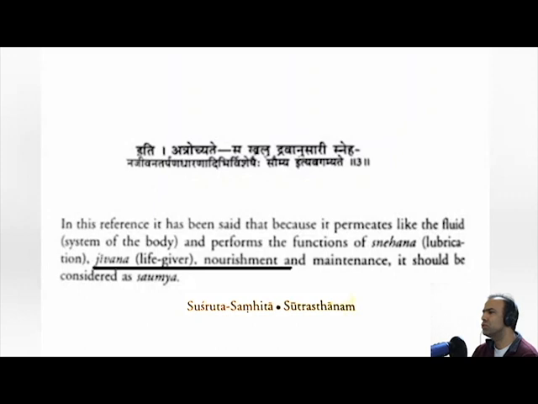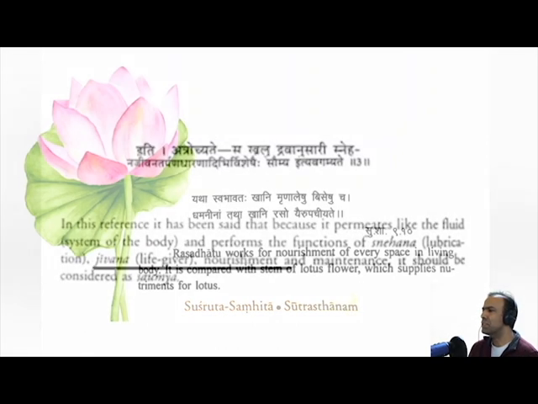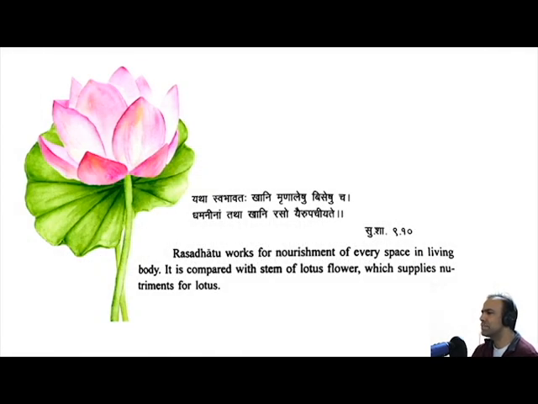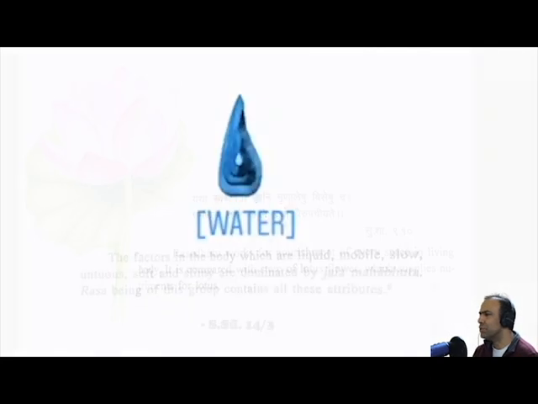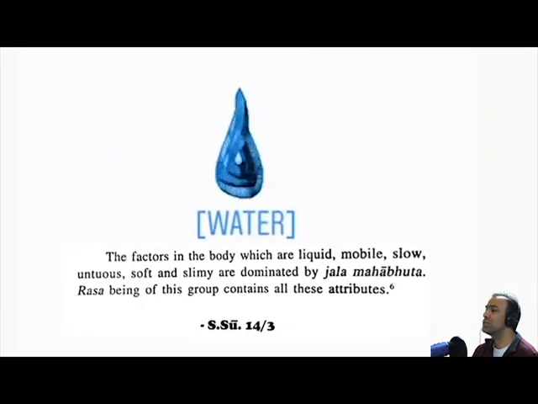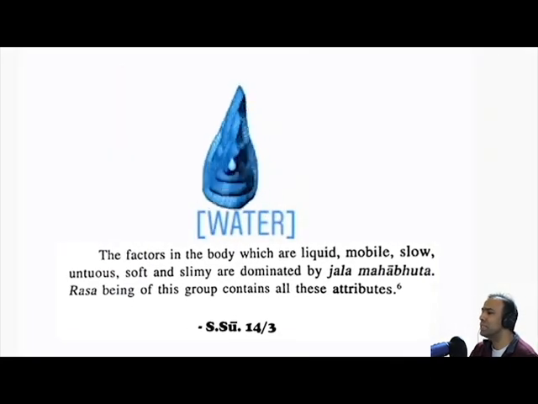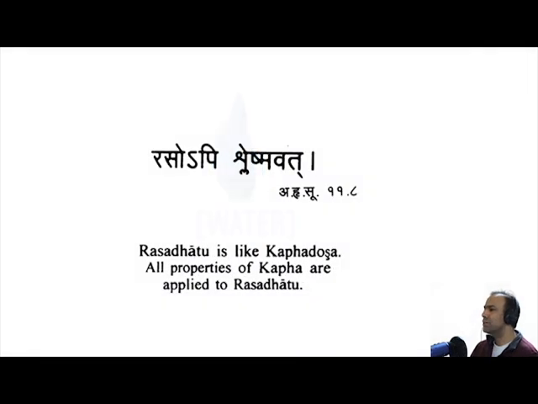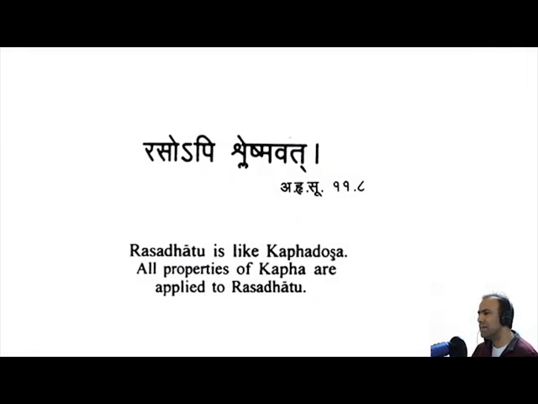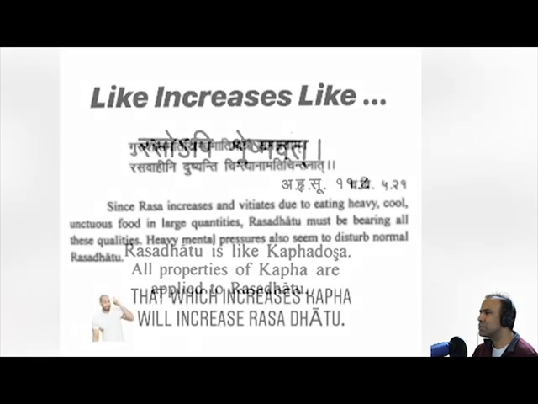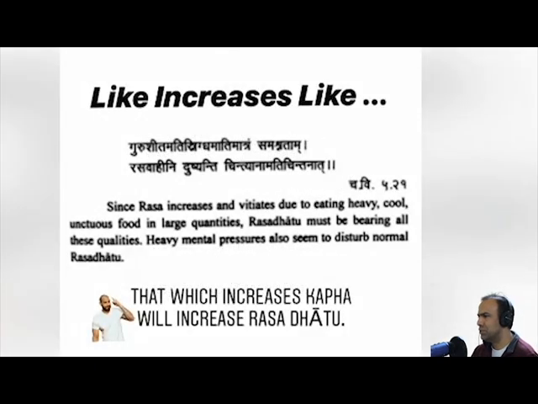Rasa Dhatu is cool and unctuous, which is nourishing to the bodily tissue. These qualities of Rasa Dhatu originate from the predominant water element, which resembles the same similar qualities of kapha dosha. Later, we'll see that factors which increase kapha dosha will also increase certain qualities of Rasa Dhatu, which is important in helping to manage certain conditions of Rasa Dhatu.